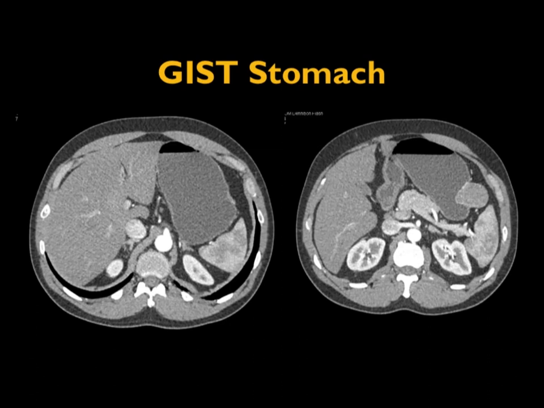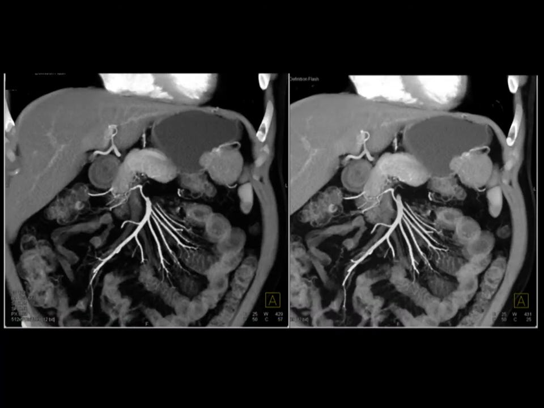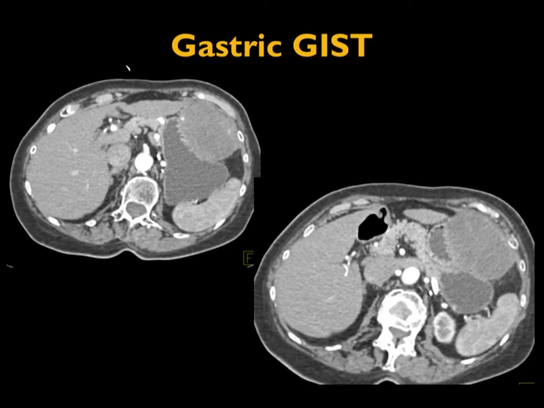Sometimes they're relatively small. That's easy. Here's a large 5 centimeter, which is not all that large, GIST tumor, exophytic with some intraluminal component. And here is that same case in 3D, very nicely shown. But look at this example. Look at the size of this large, bulky tumor.